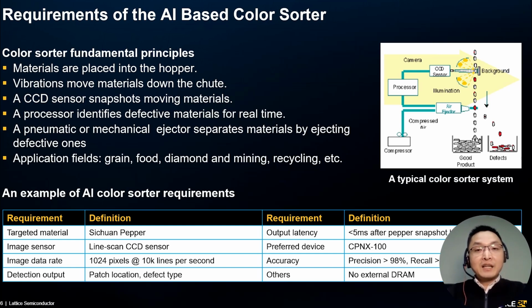In this specific color sorter machine, the Sichuan paper is the material to be sorted. The system has a line scan sensor with 10,000 lines per second. For each paper patch, we need to finish the detection and output the result within 5 milliseconds. The accuracy requirement is 98% for precision and 96% for recall.